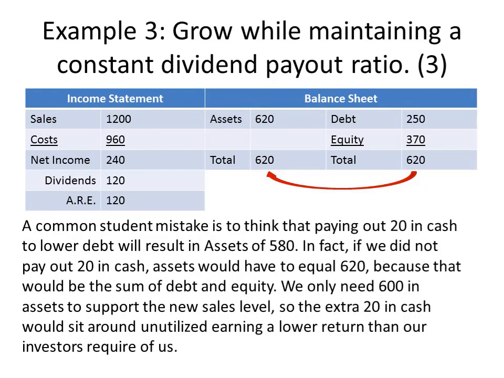Continuing with example 3, let's discuss a common mistake the students make. Students think that when you pay out that 20 in cash that it's going to reduce the assets from 600 down to 580. In truth, if we didn't pay out the 20 in cash, assets would rise to 620. Let me prove that to you.